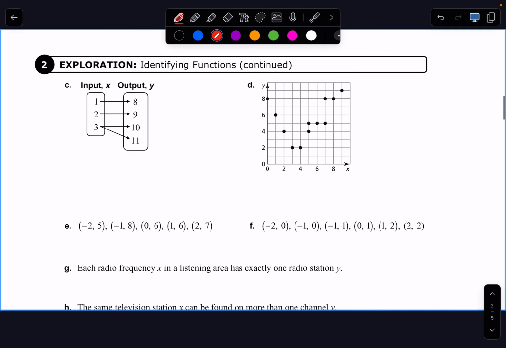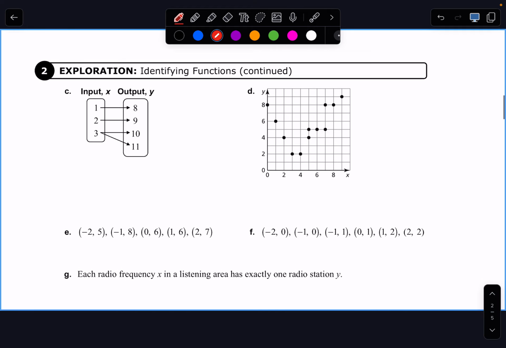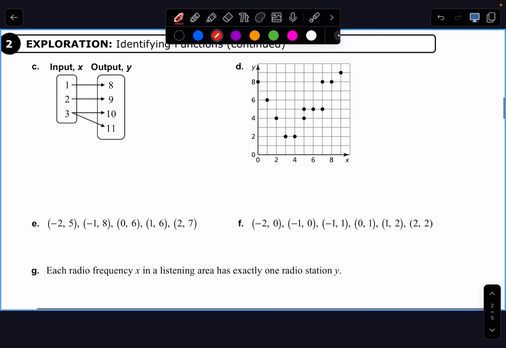So I want you to go to the next page and determine C, D, E, and F. Which ones of those are functions and not functions? Remember, to be a function, every x has only one y. C is not. 3 has 2.